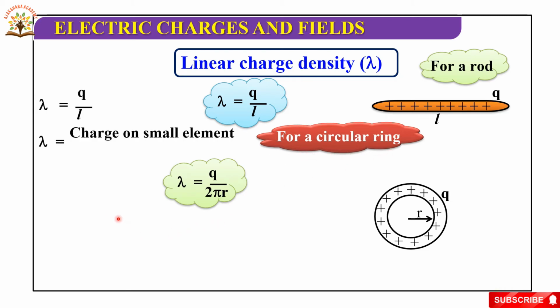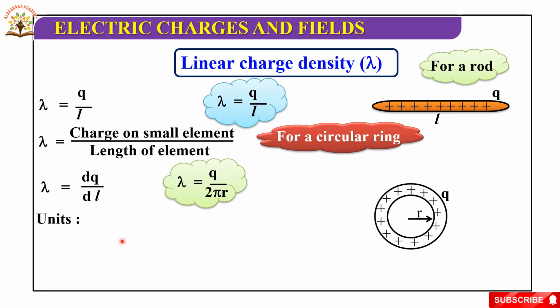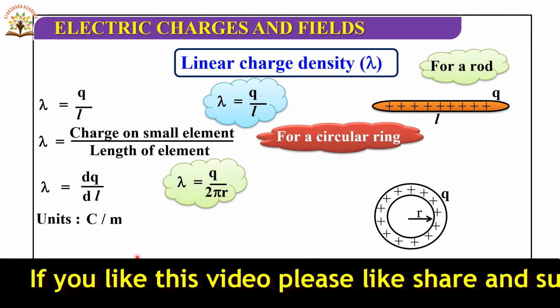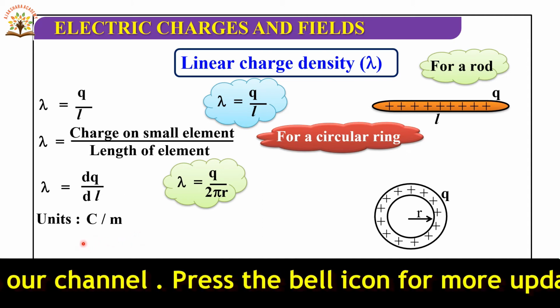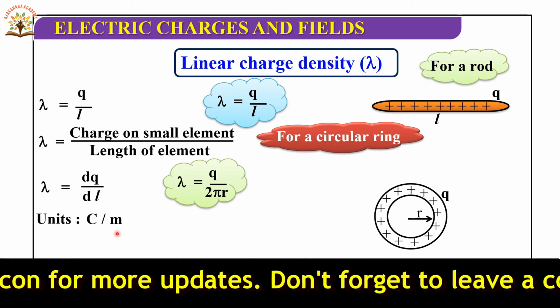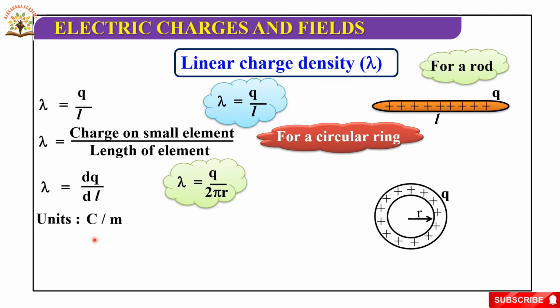So lambda is equal to the charge on a small element by the length of the element. So lambda can be written as dq by dl. Lambda is equal to dq by dl. This is the linear charge density. Now let us discuss units. For charge the unit is coulomb, for length meter. So the unit is coulomb per meter.